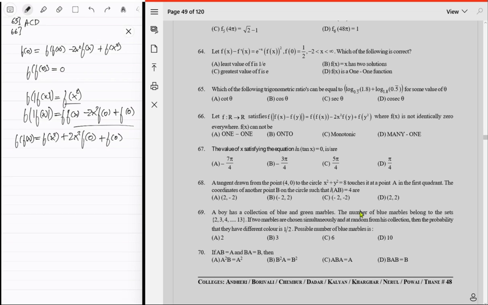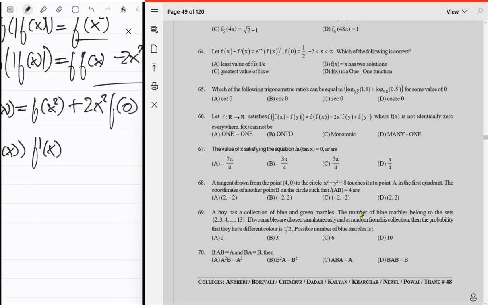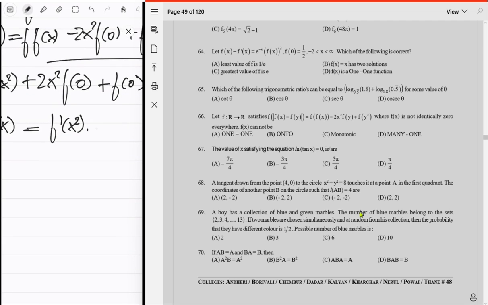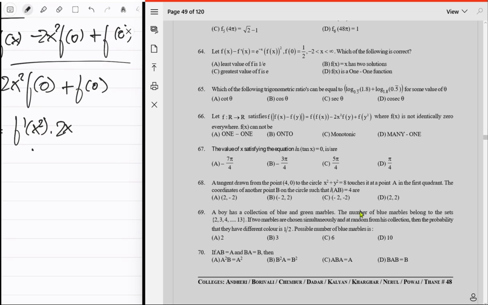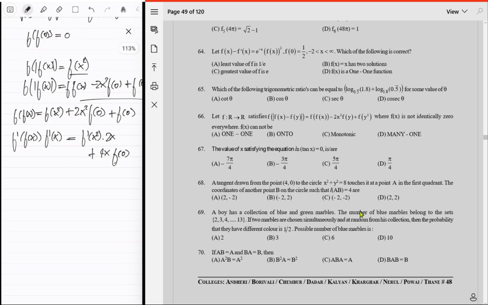Acha, then maybe just differentiate this thing with respect to x, I guess. Because if it's differentiable, then maybe something happens. F dash of f of x times f dash of x is equal to f dash of x squared times 2x plus 4x times f of 0, and this happens for all values of x. Oh, well, that's weird. 8 minutes.